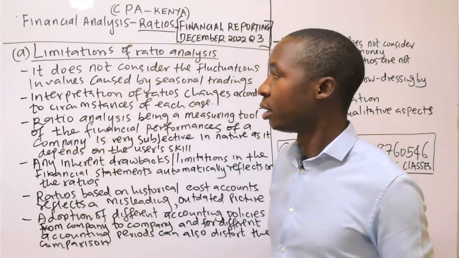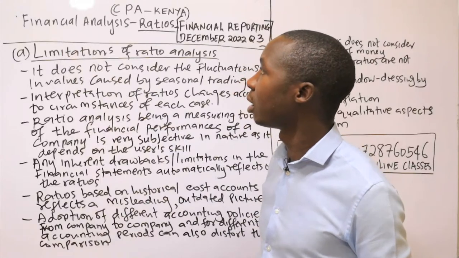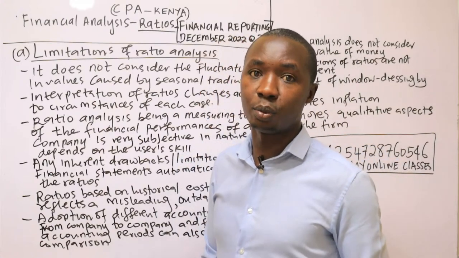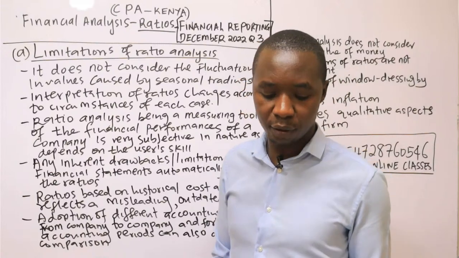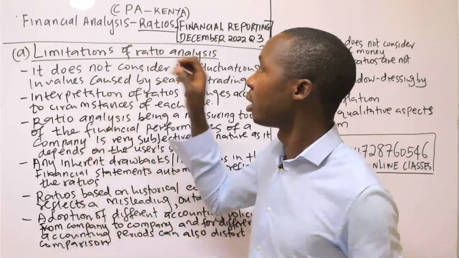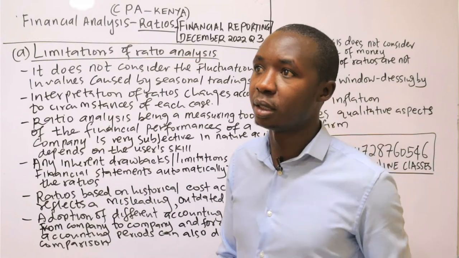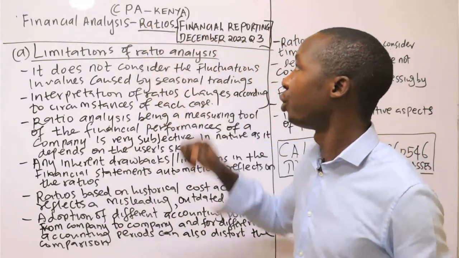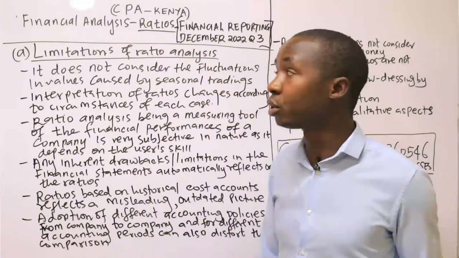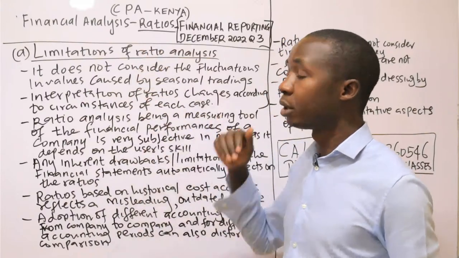I know this is a very common topic. So, for today, for us to talk about financial analysis, remember that we use financial analysis to analyze the statement of profit and loss and the statement of financial position. For us to analyze these statements, we use two methods according to financial reporting, CPA Kenya. The first one is ratios, and that is what I will be looking at today. The next one is the common size method.